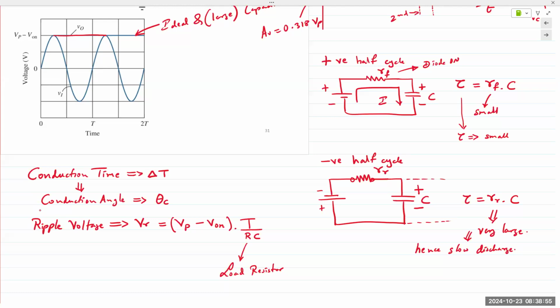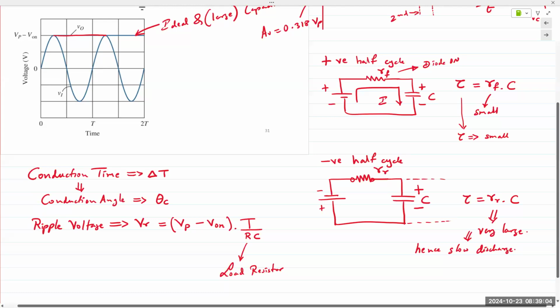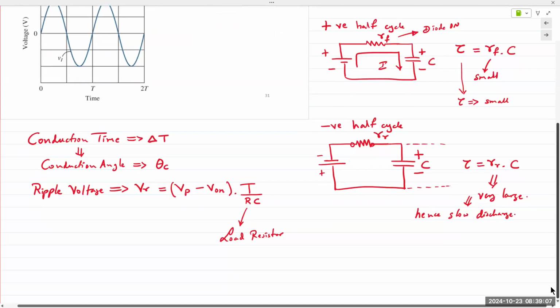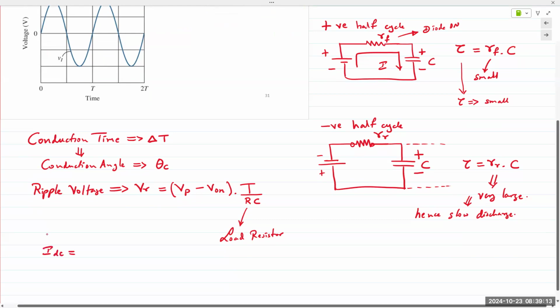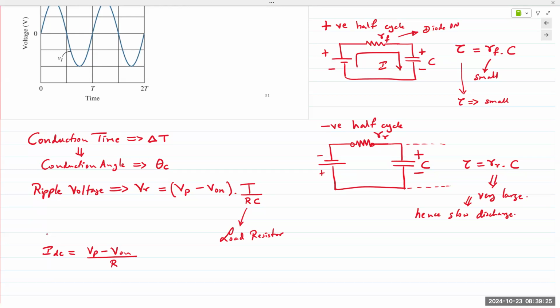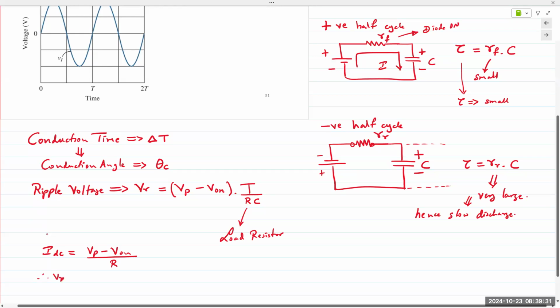But anyway, coming back to our equation, that R signifies the load resistor. And then we can rearrange the terms, and we can define that the current flowing through the circuit would simply be the voltage divided by the load resistance, R. And then VR can be reduced to IDC times T over C.